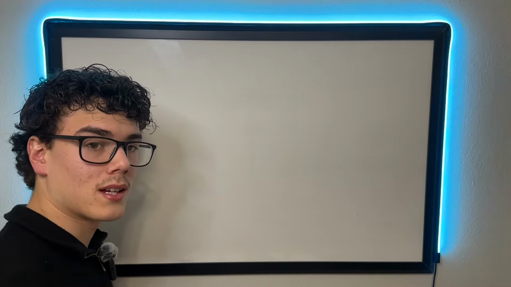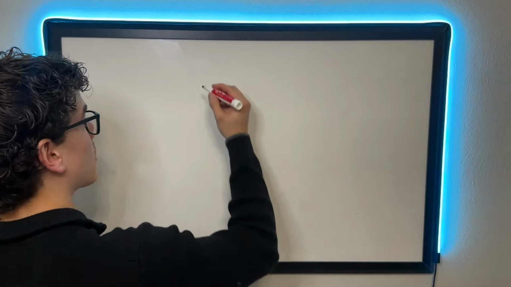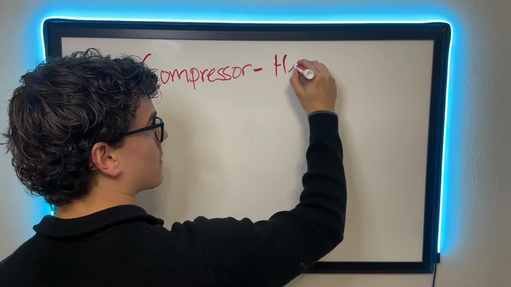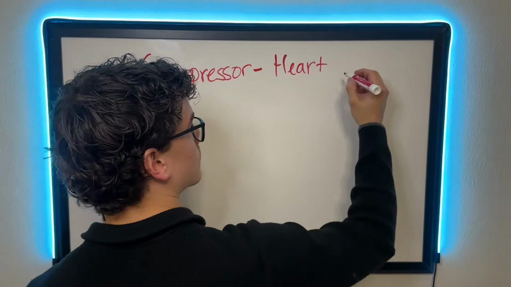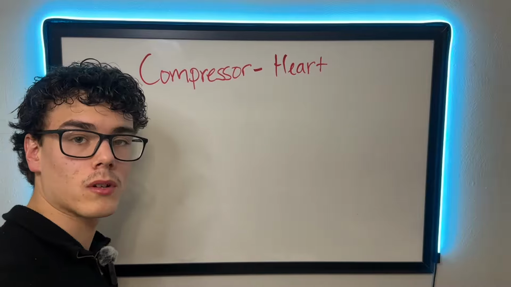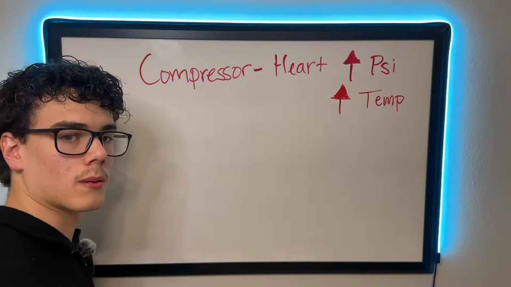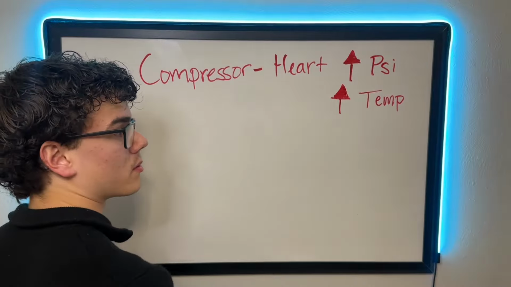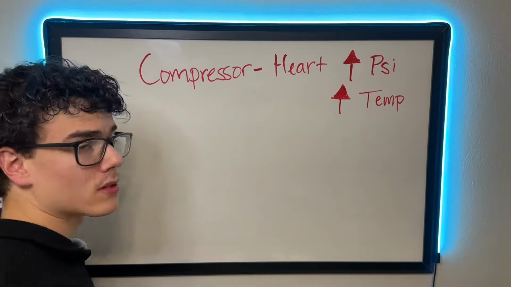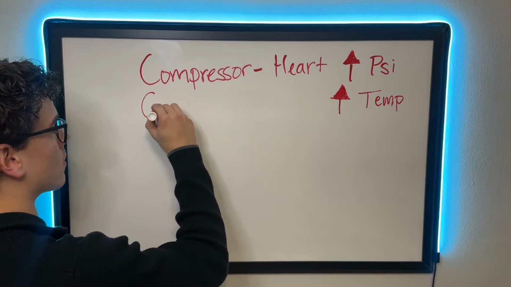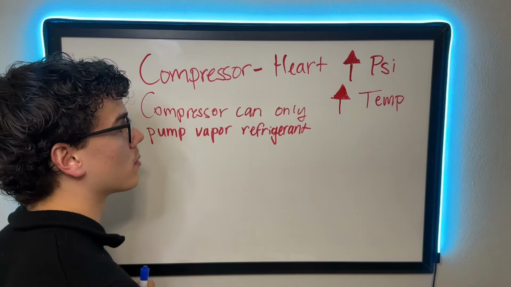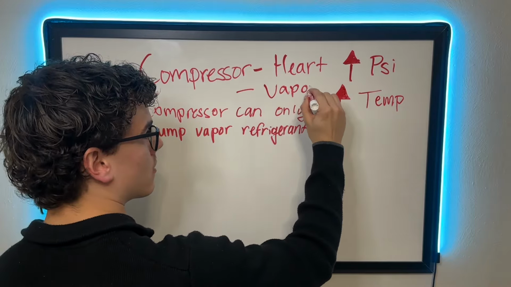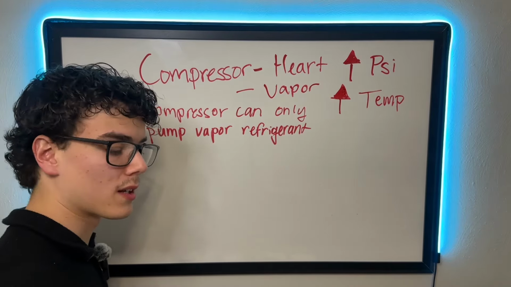Alright, so I always think of the refrigeration cycle by starting with the compressor. The compressor is the heart of the system, and the compressor compresses the refrigerant. Pretty easy to understand. For the compressor, you have to remember that it raises the pressure and it raises the temperature of the refrigerant. You also have to note that the compressor can only pump vapor refrigerant. So when it's in the compressor, it is a vapor. The refrigerant's in a vapor state, starting at the compressor.